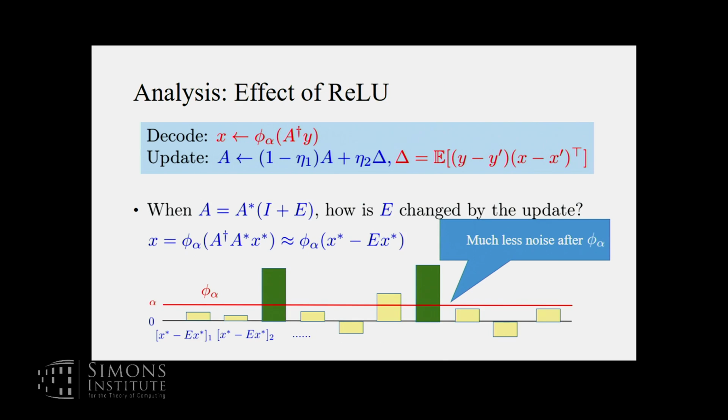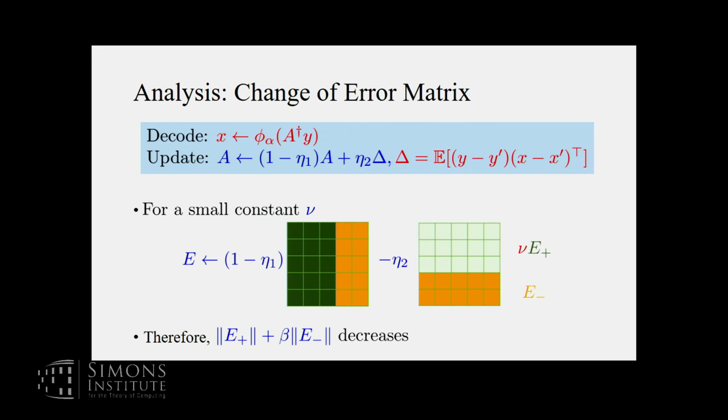Why? Basically, as I said, if you have a positive entry here, its effect on the decoding is contributing a negative noise. So you can imagine that most of the time it can be thresholded by this ReLU function. But for the other parts, the negative entries, you don't have this nice property. But it turns out that this small constant on the positive part is sufficient.